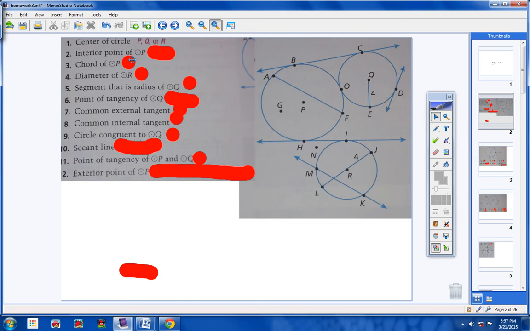Interior point of circle P. Well, the only point that I see inside of P is G. So the answer would be G or P also, of course. I wasn't counting the center, but I should have. That's my fault. So P or G.